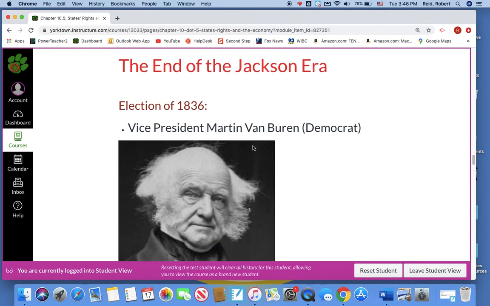Jackson leaves office in 1837. He is a two-term president, elected in 1828, reelected in 1832. So he serves 8 years from 1829 to 1837.